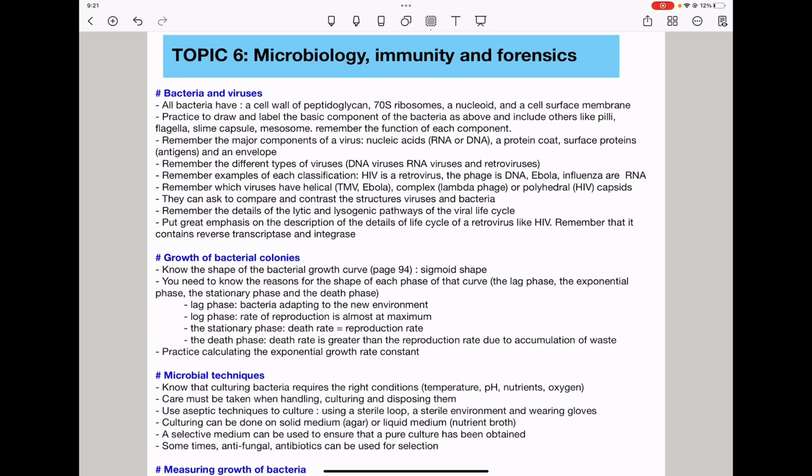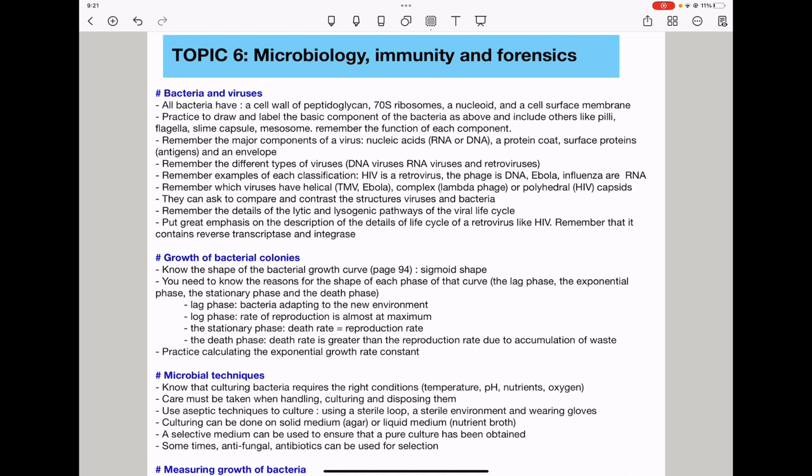This is evident in HIV infection because remember the HIV virus infects T cells, and if these cells are broken apart or destroyed in large numbers due to the lytic pathways, the immune system is going to be weakened a lot. I recommend that you put great emphasis on the description of the details of the life cycle of a retrovirus, like HIV. Remember that it contains reverse transcriptase, and this converts RNA into DNA.